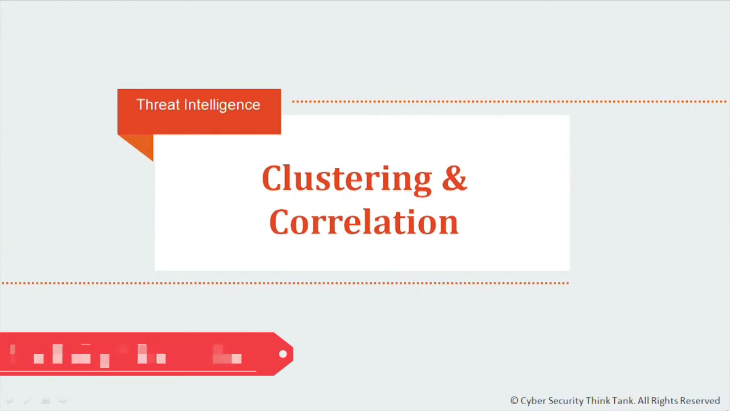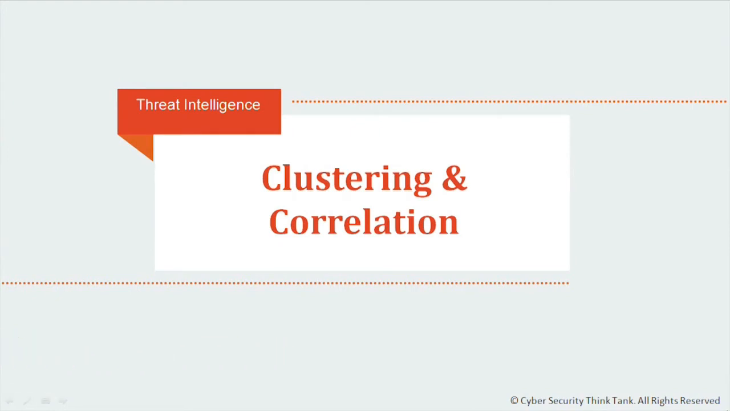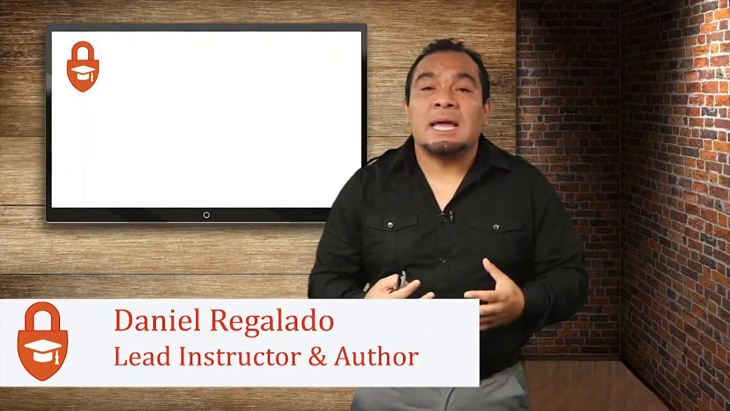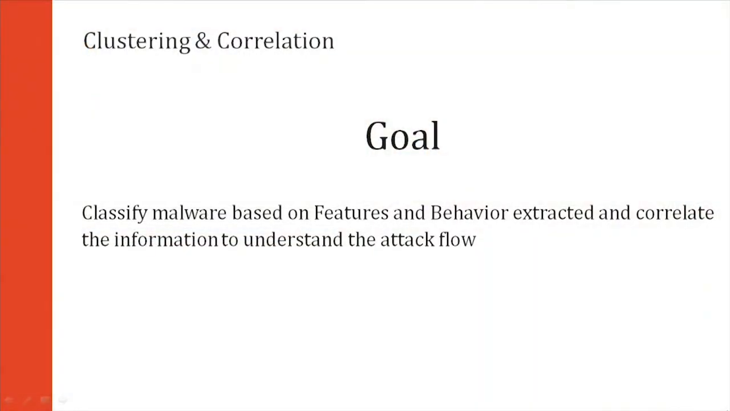Let's talk about clustering and correlation. That's the next step after we extract all those features, after you extract the behavior. So once you have everything, you need to cluster it, which means you need to store it in an intelligent way so that those are classified per all those different features that we extracted and the behavior. After that, you need to correlate so that all that information is connected to make sense, okay? So the goal of clustering and correlation is to classify malware based on features and behavior extracted and correlate the information to understand the attack flow, the full picture.